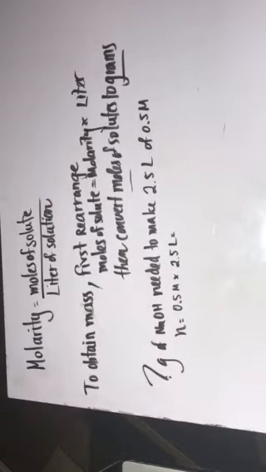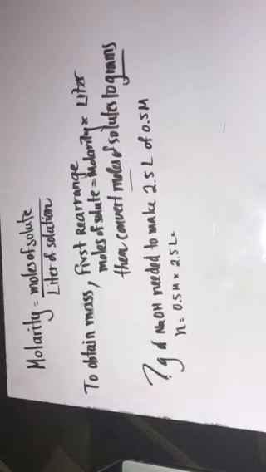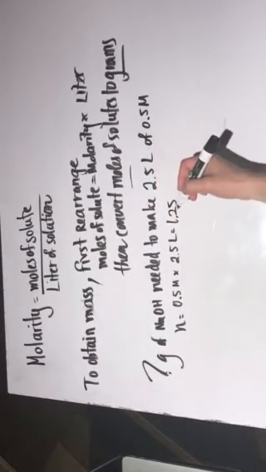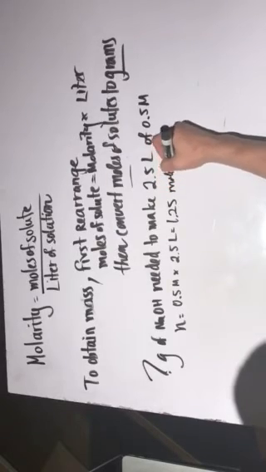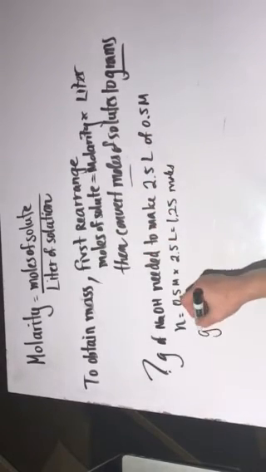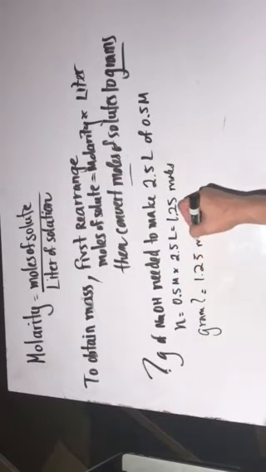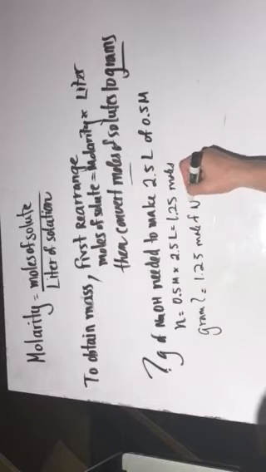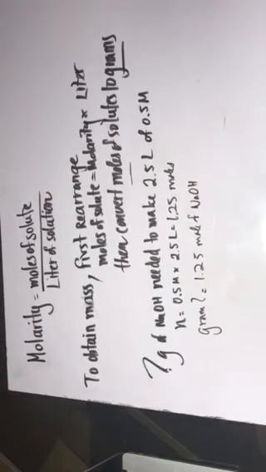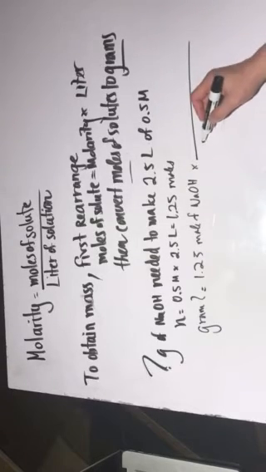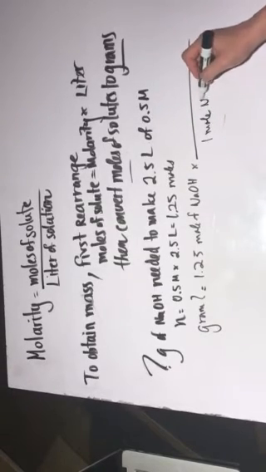Once I multiply those two, I will get the number of moles, which is 1.25 moles. And then to get grams, it's going to be 1.25 moles of NaOH. So for moles to grams, you have to multiply by molar mass. This is the first thing we do, which is stoichiometry.